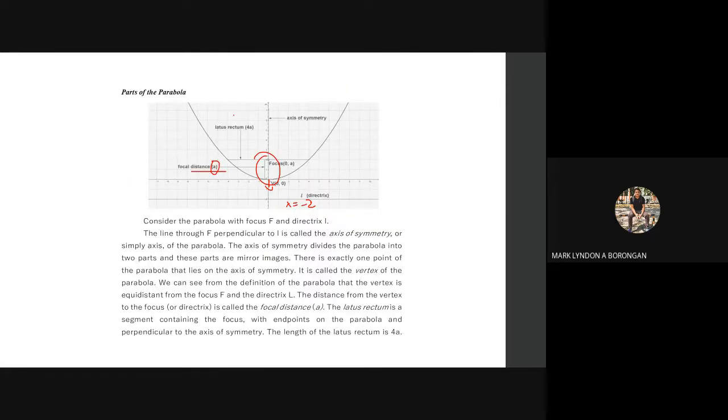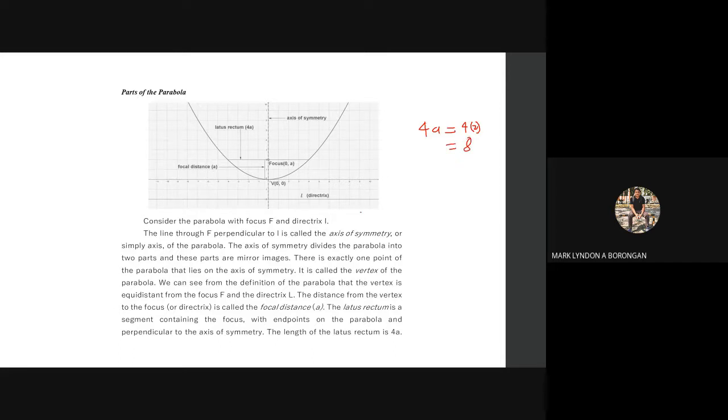So, this is for the latus rectum part. We have there in our graph 0, 1, 2, right? So our focus, or our focal distance, is 2. So how do we determine our latus rectum? The formula for the latus rectum is 4a. So our a is 2. So 4a will just be equal to 4 times 2. Now, 4 times 2 is just equal to 8.